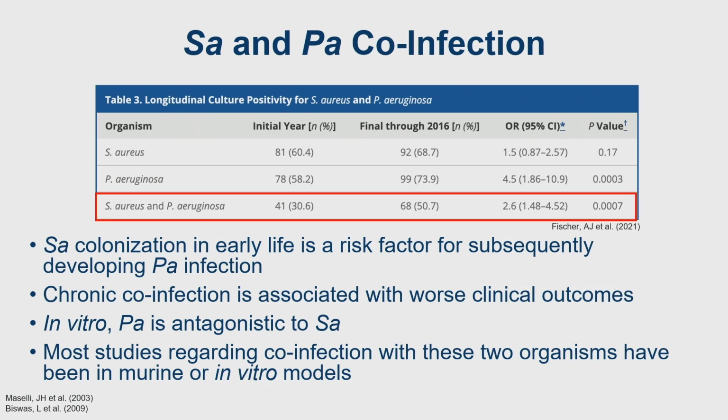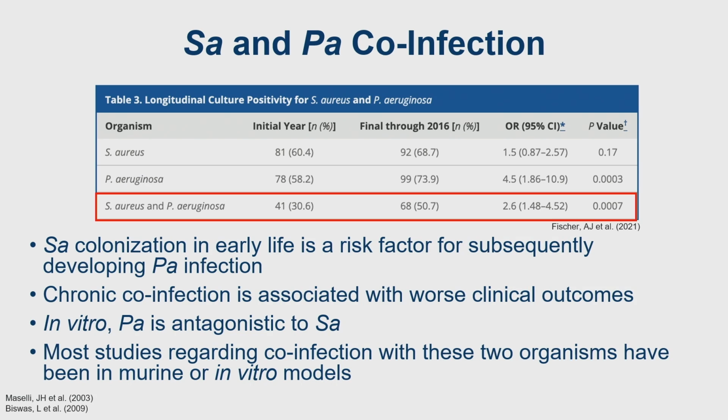As I mentioned, Pseudomonas and Staph co-infection is extremely prevalent in people with CF. You can see that here in this study by Fisher et al., in which they studied a longitudinal cohort. At the beginning of the study, about 30.6% of people had Pseudomonas and Staph both isolated from the lung simultaneously. However, at the end of this 12-year study, that had increased to 50.7%, which indicates that either as people age, co-infection is becoming more prevalent, or simply with time, co-infection has become more prevalent. Regardless, this is a really important aspect of CF to study.